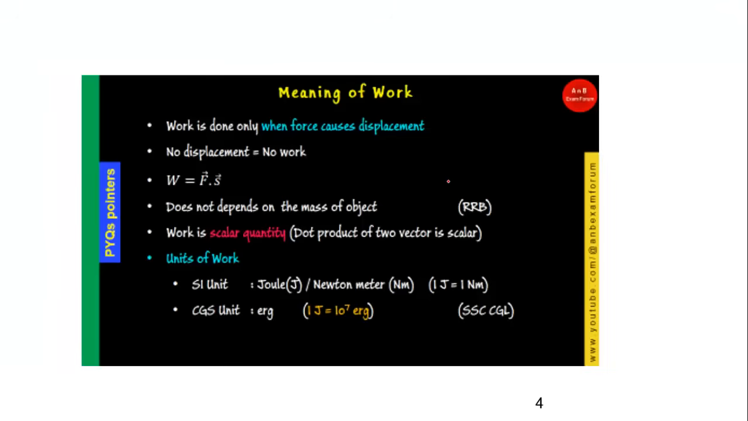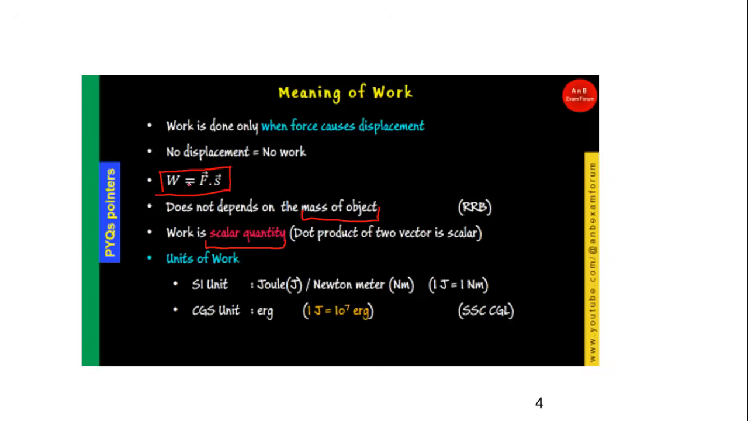And we have seen in theory classes what exactly is the meaning of work, and as I told you, the main one is the formula, that is work is equal to force dot product S, which is displacement, and it does not depend upon the mass of the object. It is very generally asked in exams like RRB. And again, a most confusing one is that it is a scalar quantity. How is it a scalar quantity? Because this is a dot product, and the dot product of two vectors is always scalar. So don't confuse that.